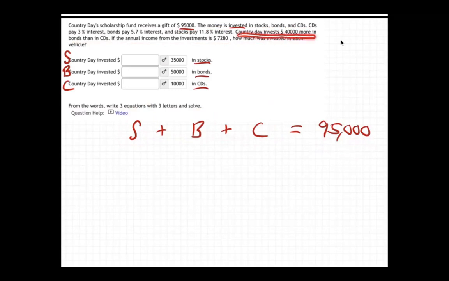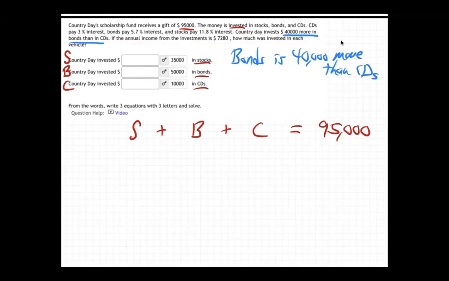Let's see. Country Day invests 40,000 more in bonds than CDs. Oh, that's a tricky statement. 40,000 more in bonds than CDs. So bonds is more. So what they're saying is, let me rewrite it, 40,000 more than CDs. I just want to reword that. So that means bonds equals 40,000 plus CDs.